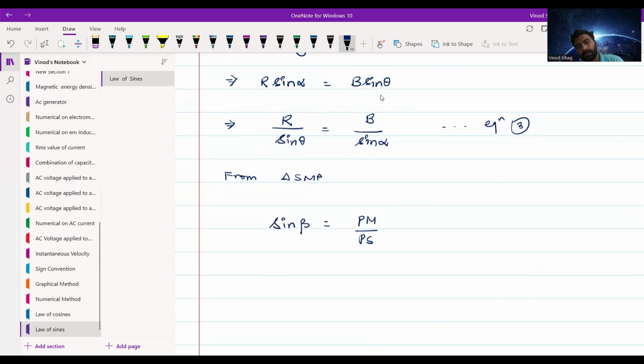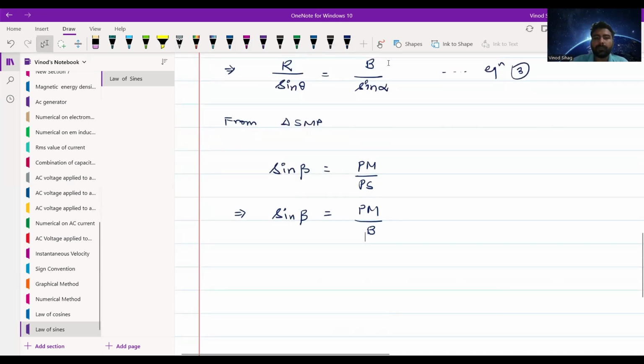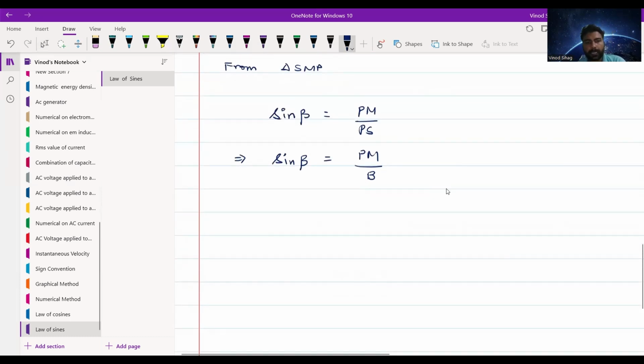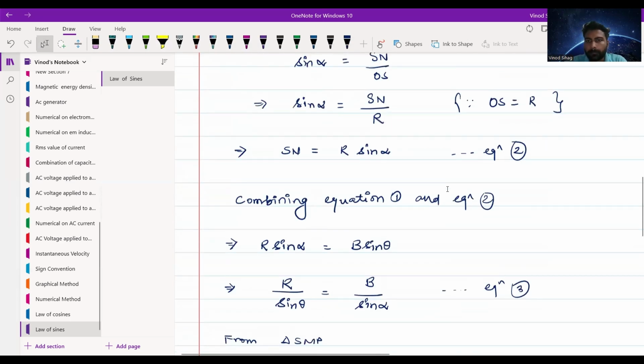And as we know, PS is B, or we can say the magnitude of B vector. So finally, we will get that PM equals B sine beta. And let's say this is equation number 4.